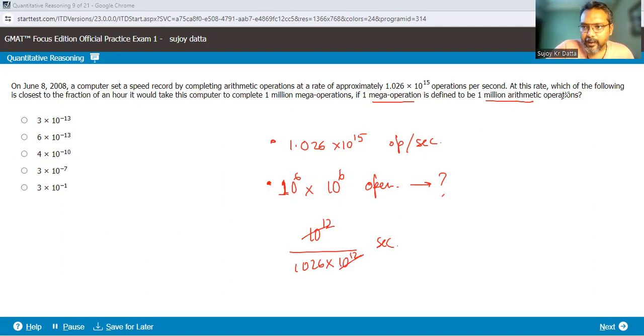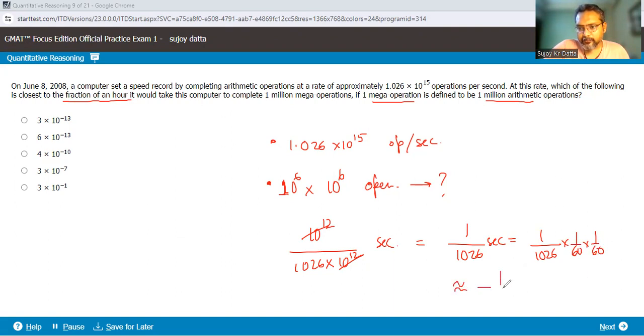And it's saying at this rate, which of the following is closest to the fraction of an hour it will take? So you are going to take 1 divided by 1026 seconds. For hours, this is going to be this value. So this is closest to, so 6 6 are 36. Okay, let's use a calculator here. Let's quickly calculate this here, I mean.